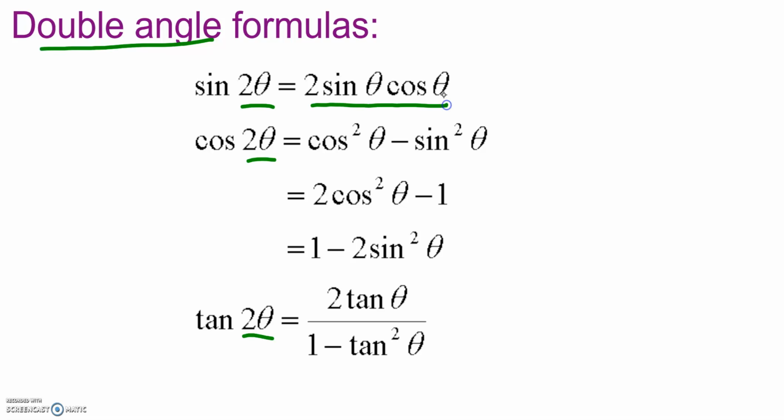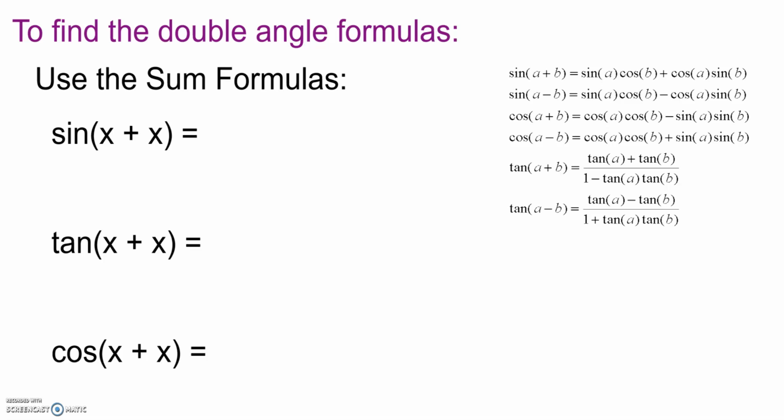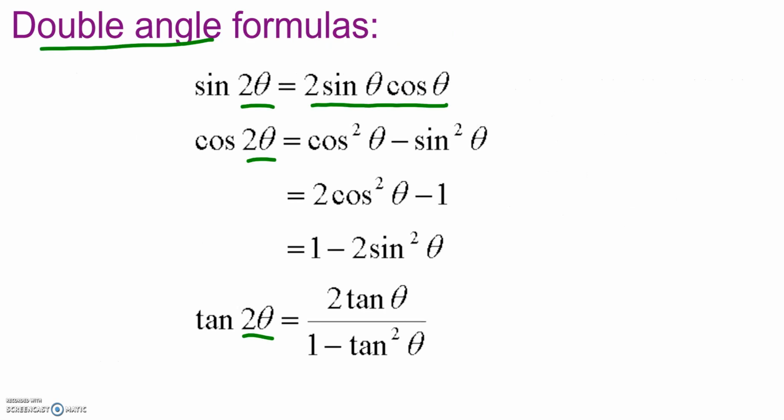theta cosine theta, that cosine of 2 theta can be written as any of these three, and tangent of 2 theta is 2 tangent of theta over 1 minus tangent squared of theta. The question is, where do these come from? And so what we're going to do is use what the last videos were about, the sum formulas, to find that we're going to eventually get the double angle formulas from there.